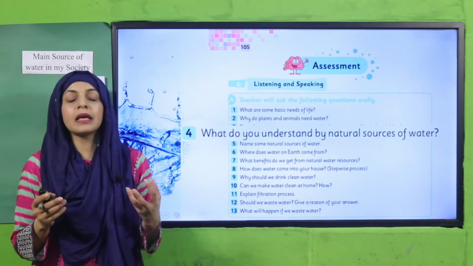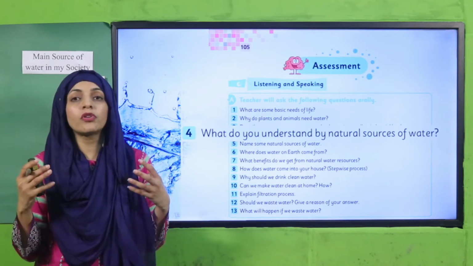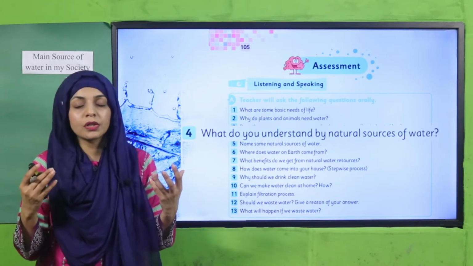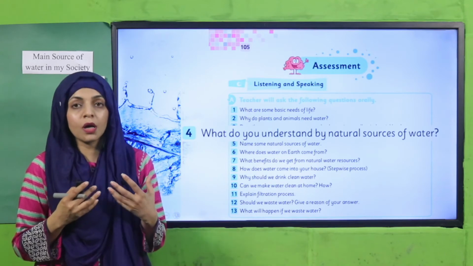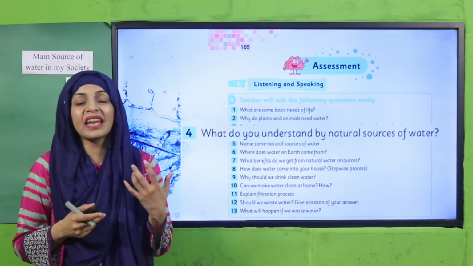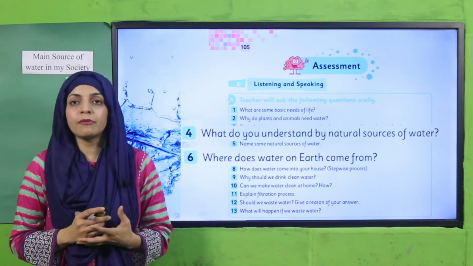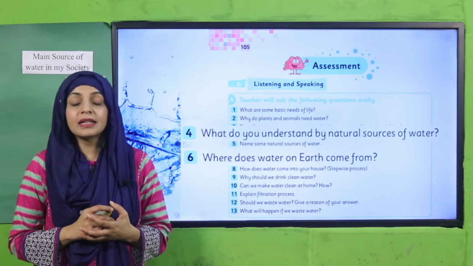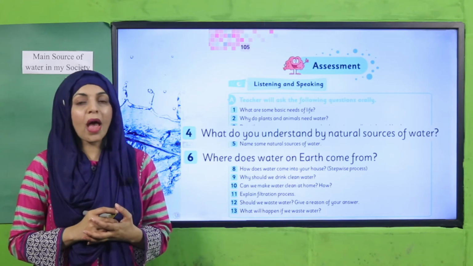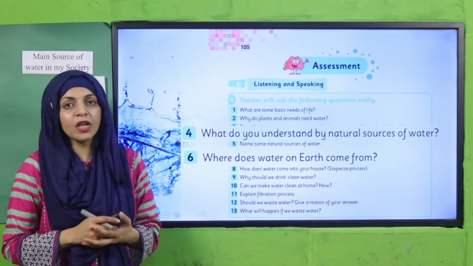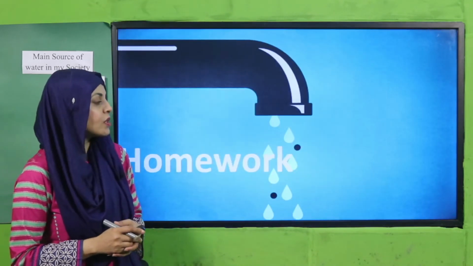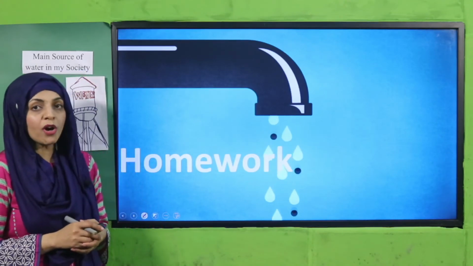Natural sources meaning that where the water comes on earth is called natural source of water. For example, rain and snow. Where does water on earth come from? It comes from snow and rain. Very good.